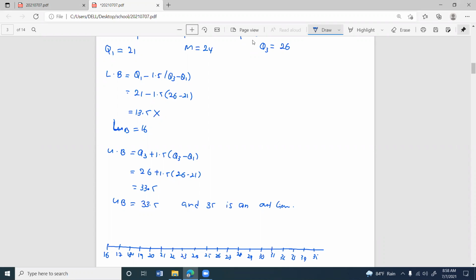35. Sir, we don't need until 35, no, sir. Sorry, but it's an outlier, so we need to mark it. Is that clear? The lower boundary is how much? 16. First quartile is 21. Median or second quartile is 24. Third quartile is 26. And the upper boundary is 33.5 here. You have to mark this value as 33.5 and draw the box plot. And we need to mark this outlier. 35 is an outlier, so mark it with a cross. That's what we did in the previous question as well.